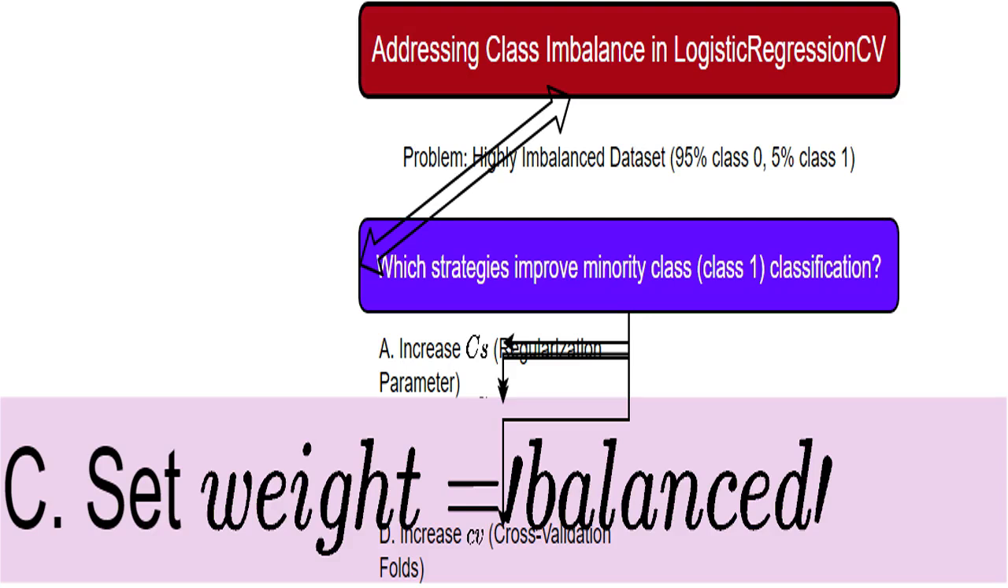Setting class_weight equals balanced directly addresses the class imbalance problem. This tells the model to give more importance to the minority class during training. By adjusting the weights, I'm explicitly telling the algorithm to pay more attention to class 1, reducing bias towards class 0. It's a really straightforward solution to handle class imbalance.